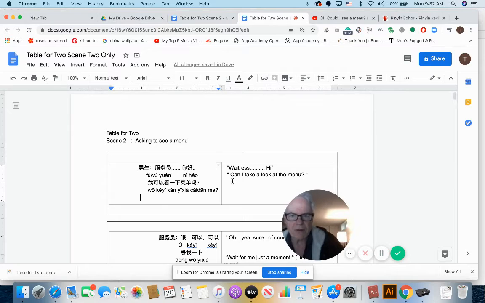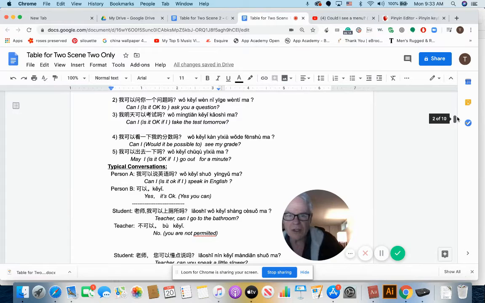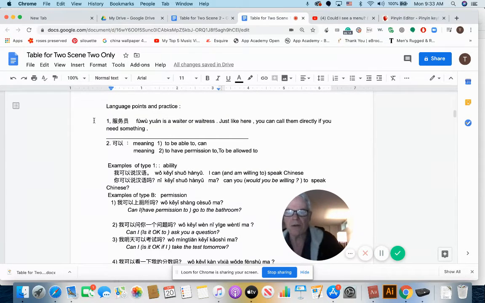Right? So that's what we're going to focus on today, just focusing on his line. If you take a look at your handout, start with the language points. We start with language point number one. Fu Wu Yuan is a waiter or a waitress, right? So it's either one. There's no male, female here. It's just server. Fu Wu Yuan. And you can call them directly, just like saying waiter or waitress here. You say Fu Wu Yuan, and they know to come and help you out.